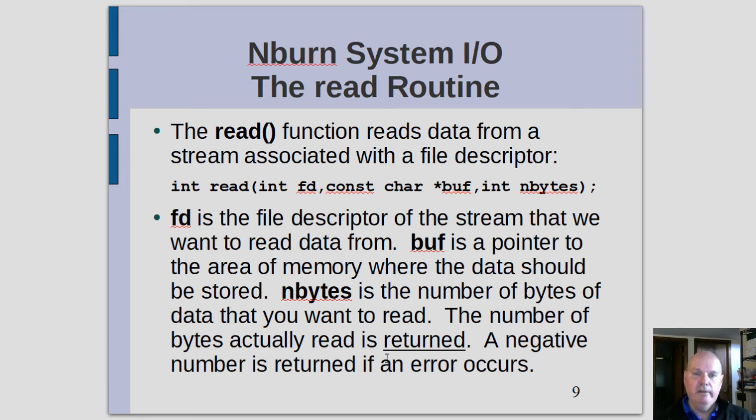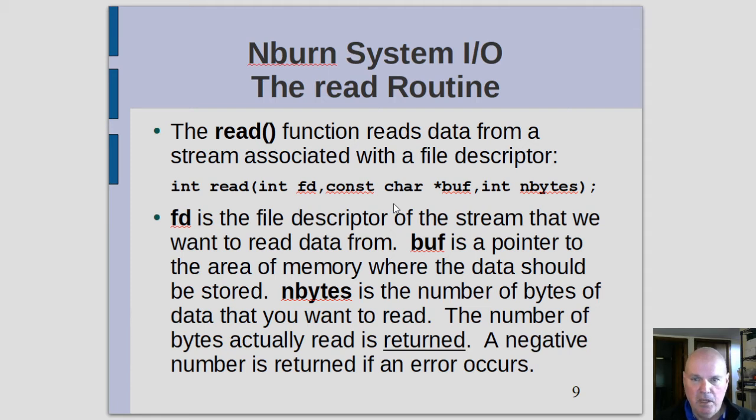Okay. Read, same number of arguments. The file descriptor we want to read from. Again, this would be 0 for us right now if we're reading from the terminal. Ultimately we'll be reading from a connected socket, or for file I/O. This is a pointer to an area of memory. You have to have allocated space. Read won't allocate this memory space for you, so you have to allocate space.